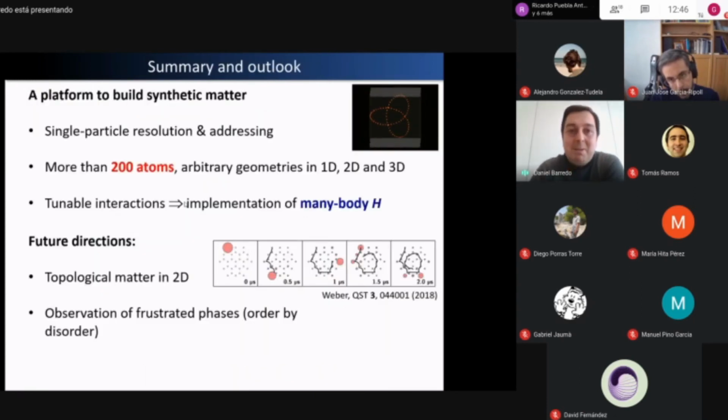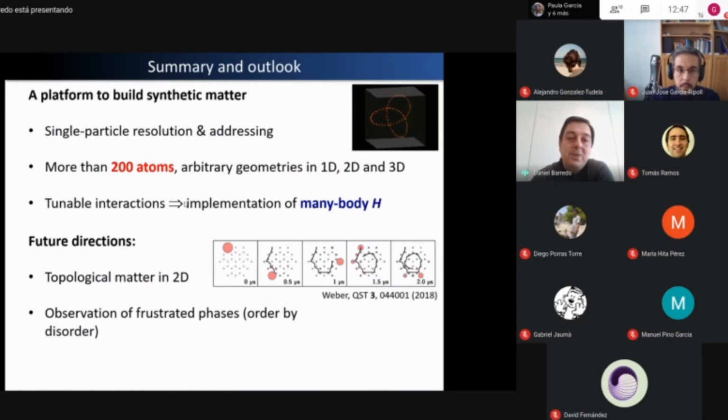And with this, I'm arriving at the end. I hope I could convince you that this is a nice platform in which you can have single particle resolution addressing, that currently we can use more than 200 atoms in arbitrary geometries in 1D, 2D, and also, if necessary, in 3D. That we can have tunable interactions, and now we can have another tool in the toolbox, this Floquet engineering, that can be used to implement many Hamiltonians.